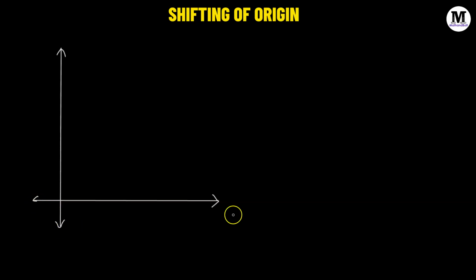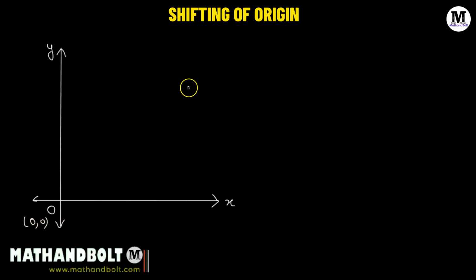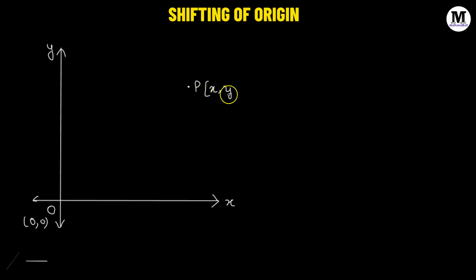So let's try to understand shifting of origin. Here we have the Cartesian plane, and we are going to consider the two coordinate axes, the x-axis and the y-axis. Let's name the x-axis as x and the y-axis as y. Now the origin of the two axes is at O with coordinate (0, 0). Suppose we have a point P, and this point P has the coordinate (x, y).